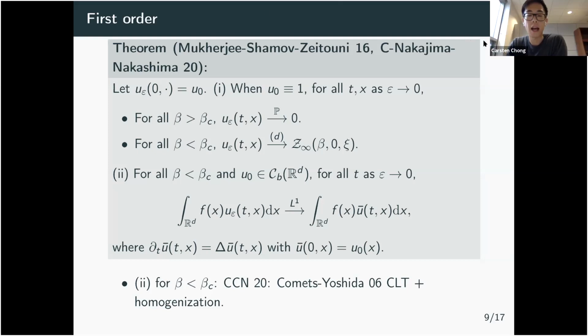Okay, we have time for a last question, if there's something. Maybe I have a last question. What type of techniques do you use to prove the CLT?